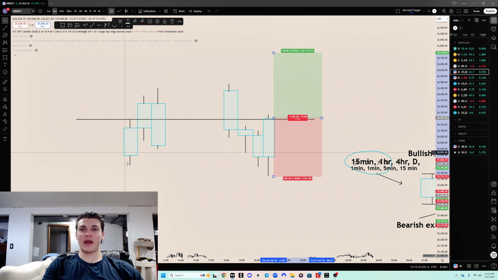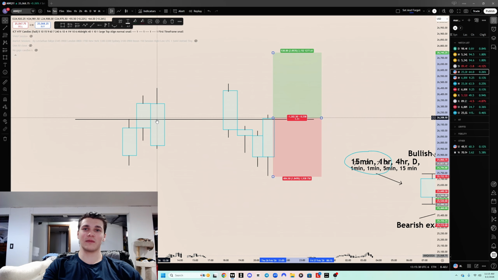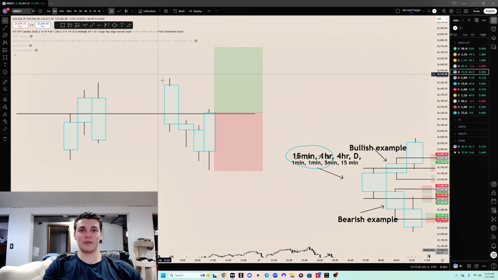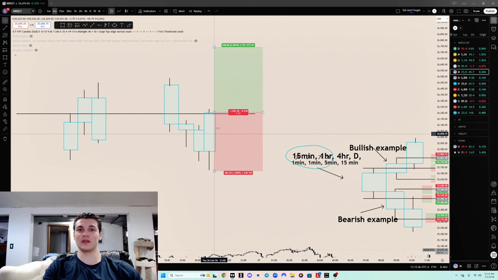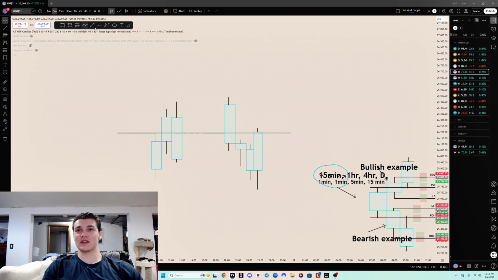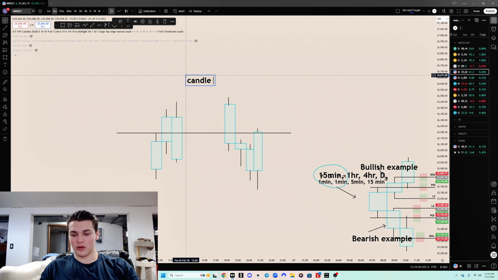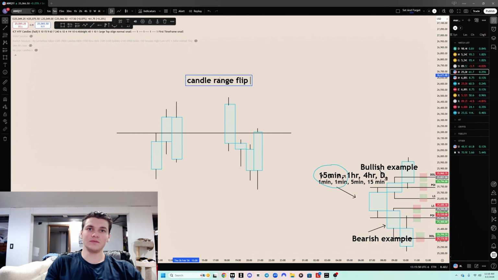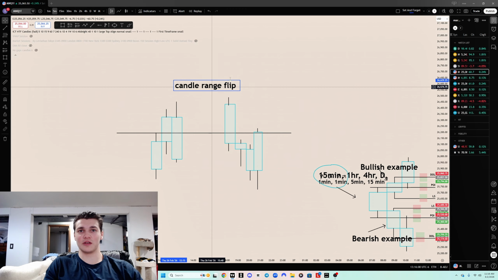So yeah, this is a bearish example of candles pulling back into a bearish POI, bearish liquidity sweep. And this is candles pulling back into a bullish POI or bullish liquidity sweep. All right, so that's the first entry. This is called a candle range flip right here for an entry.